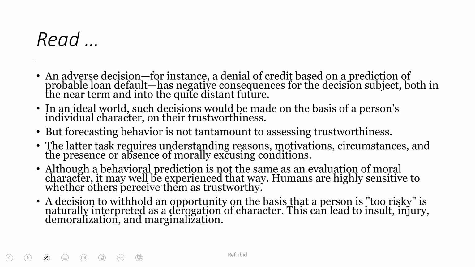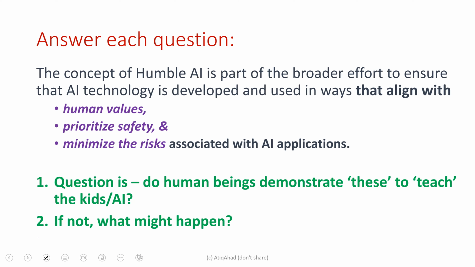It is important to know about other issues as well. There are a few examples, or issues, you can think about. Try to think about the following points: the concept of humble AI is part of a broader effort to ensure that AI systems, technologies and algorithms are developed and used in such a way that they align with good human values. In which way, I don't know, because sometimes I feel that we are human beings, but in many cases we don't have the pure values of humanity.